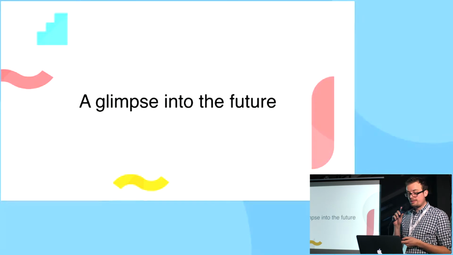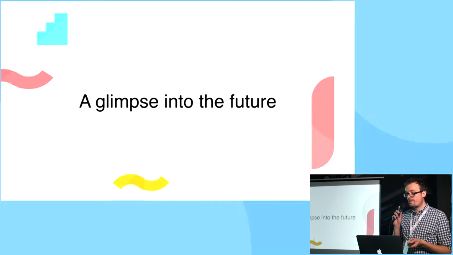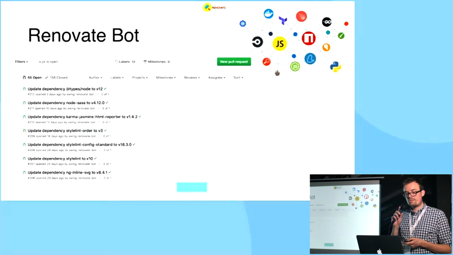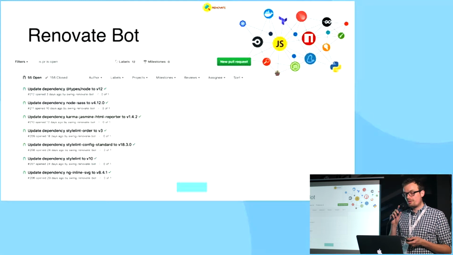Okay, so now that I've talked to you about how things are, let me briefly talk to you about how things are going to be. We are constantly improving our process, and we're working on a few tools that I want to talk to you about right now. The first one is called Renovate Bot. Renovate Bot is an open source tool that automatically checks for updates in your dependencies. If an update is found, then it's applied, the tests are run, and if everything is correct, then it creates a pull request.